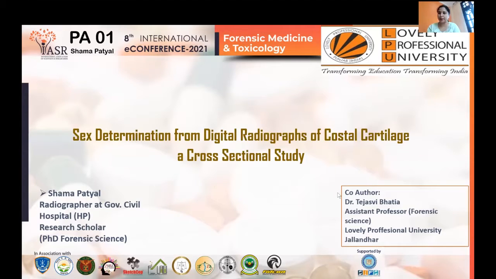My name is Shama Patyal, working as radiographer at CH Nadaun, District Hamirpur, Himachal Pradesh, currently pursuing my PhD in forensic science from Lovely Professional University, Jalandhar. Today, I'm here to present on the topic, sex determination from digital radiographs of costal cartilage, a cross-sectional study.